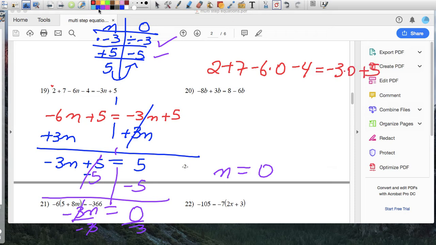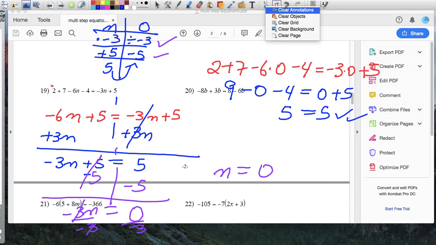So 2 plus 7 is 9. 6 times 0 is 0, and minus 4 equals negative 3 times 0, which is 0, plus 5. 0 plus 5 is 5, so that's easy. 9 minus 0 is 9, and 9 minus 4 is 5. So, check, check. That's number 19.